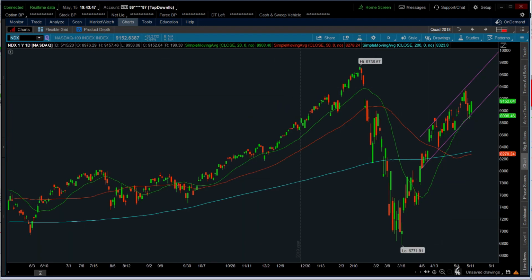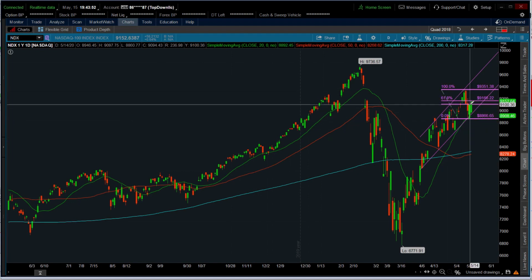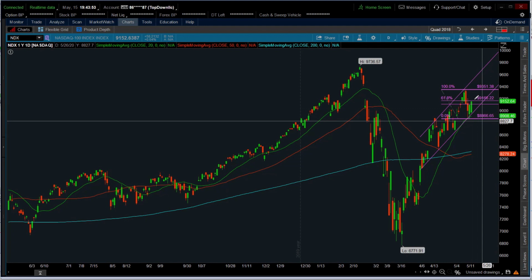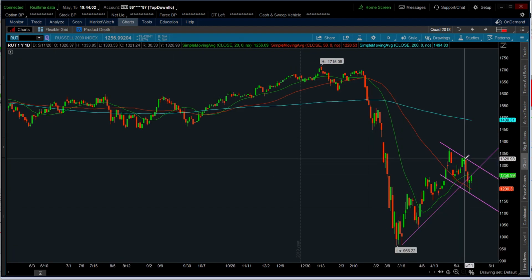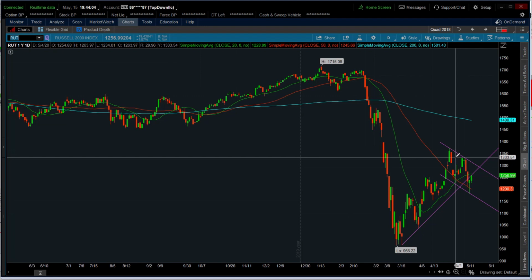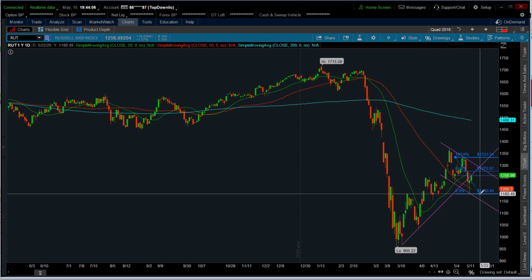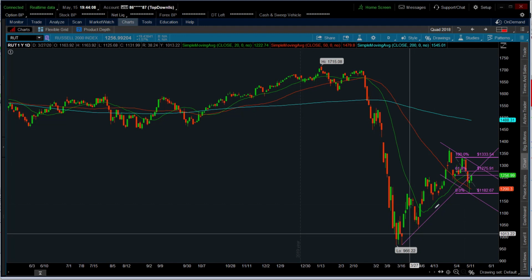NDX, same thing. We just take the tool from the top. How much was the bounce? More than 50, but stopped just shy of the 61.8. No big surprise, because obviously NDX is the strongest of the three. And the Russell, same thing. I'm going to start it from here, not from here, because I only want to know what happened with this particular sell-off. Obviously, fibs can be drawn from anywhere, and look where it stopped, dead on the 50, right at Friday's close, right at the 50.